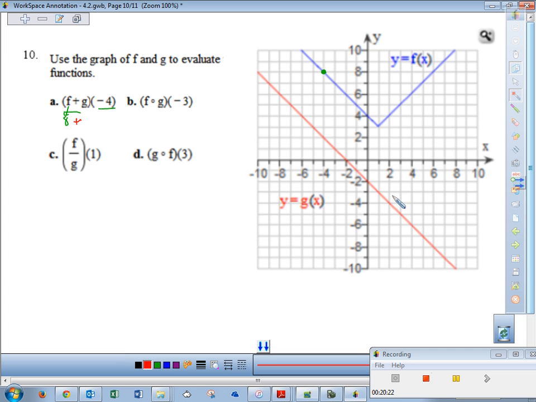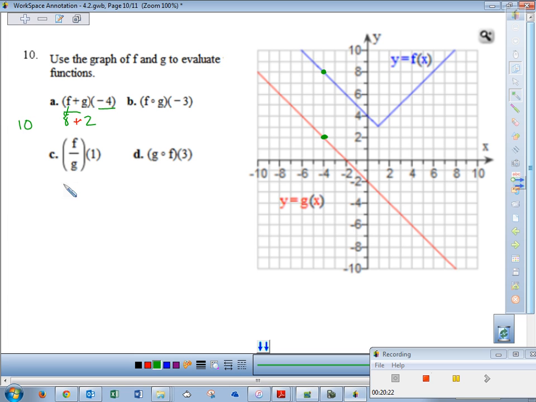Don't you need to figure out what g of negative 4 is? Use the red function. Go to negative 4 on the x-axis and figure out what g of negative 4 is. What's the y value on the red guy when x is negative 4? It is how much? 2. And you add those together. And what's 8 plus 2? 10. This turns out to be 10.